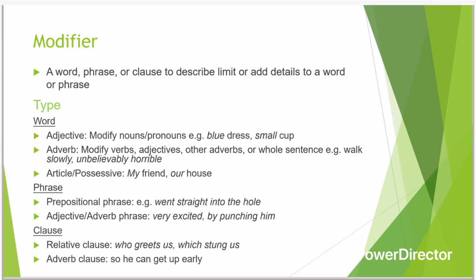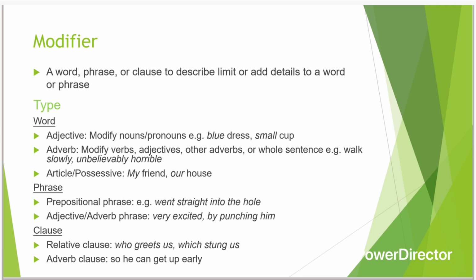First of all, what are modifiers? Modifiers are a word, a phrase, or clause to describe, limit, or add details to a word or phrase. There are three types of modifiers: words, phrases, and clauses.